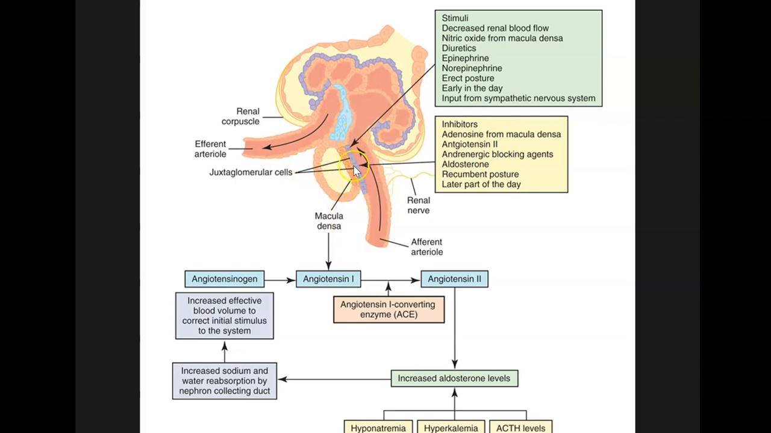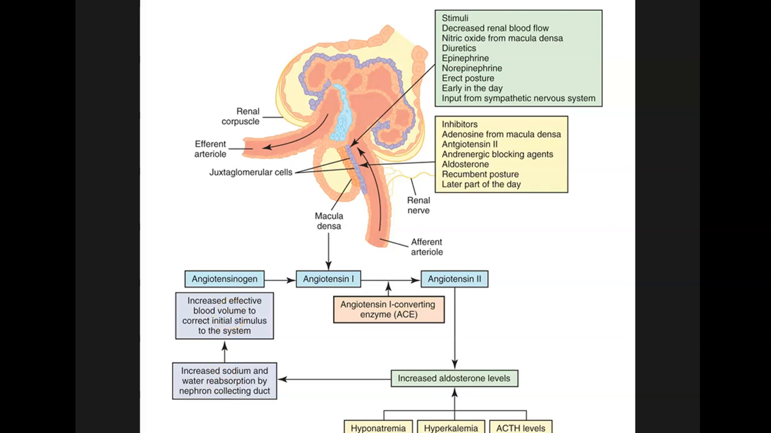The juxtaglomerular cells in the macula densa have an influence by making angiotensin 1. So angiotensinogen can be converted to angiotensin 1, which is then cleaved by ACE into angiotensin 2. Angiotensin 2 then increases your aldosterone levels. As your aldosterone levels go up, they increase sodium and water reabsorption. It increases blood volume and increases blood pressure.